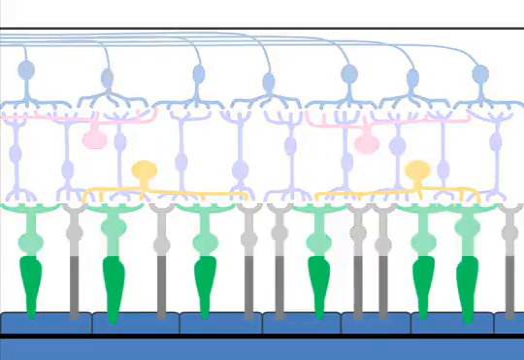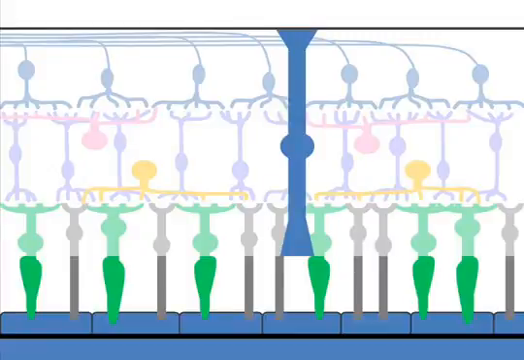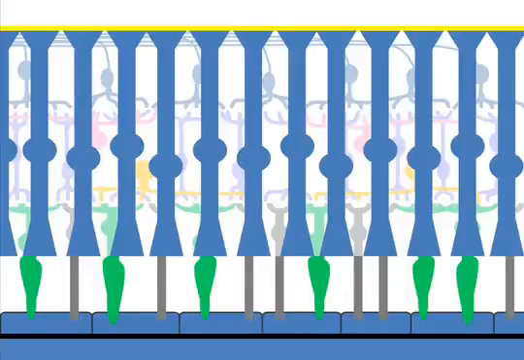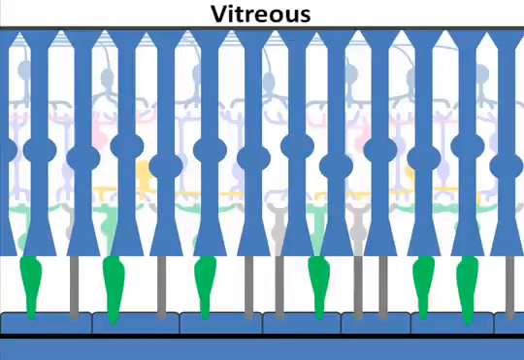The predominant type of glial cell present in the retina is the Mueller cell. Mueller cells extend from the surface of the retina all the way down to the midsection of the photoreceptor cells. At the surface of the retina, these cells attach to one another and form a membrane which separates the retina from the vitreous above.